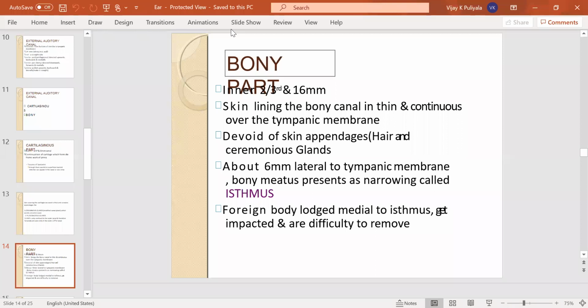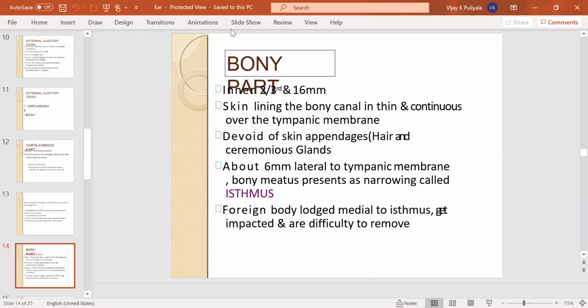Next, coming to the blood supply of this external acoustic meatus. The arteries supplying it are again the same: the posterior auricular branch of the external carotid artery and also the deep auricular branch from the maxillary artery. Along with the anterior and posterior auricular branches, here we have the extra branch, that is the deep auricular branch coming from the maxillary. The remaining are the same as the auricle: posterior auricular branches from the external carotid, and anterior auricular coming from the superficial temporal artery.